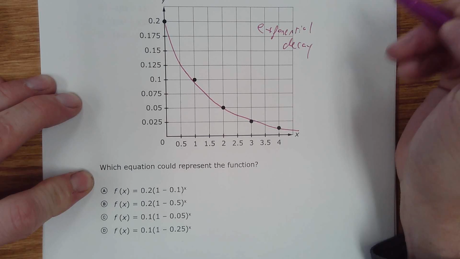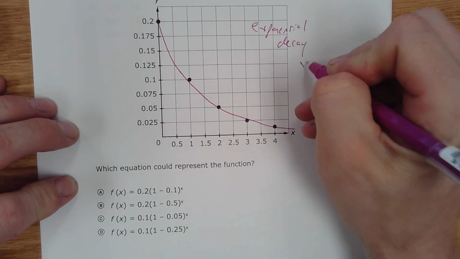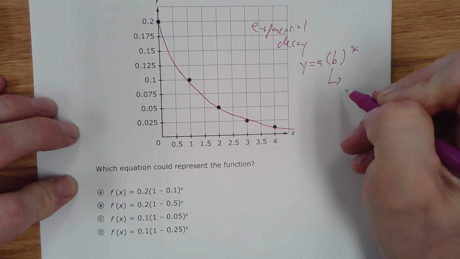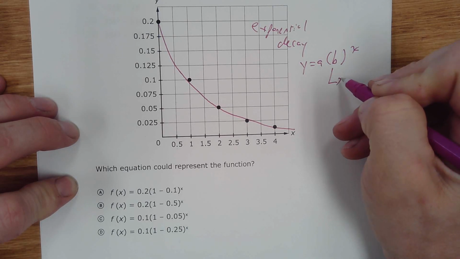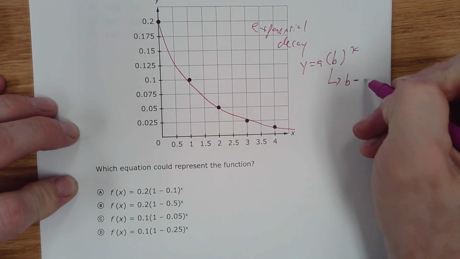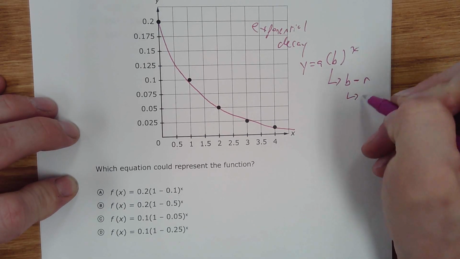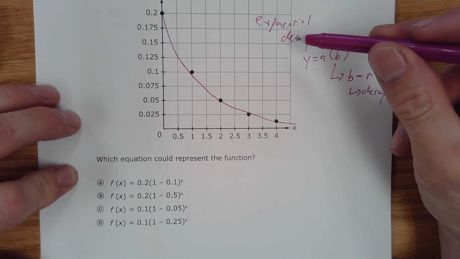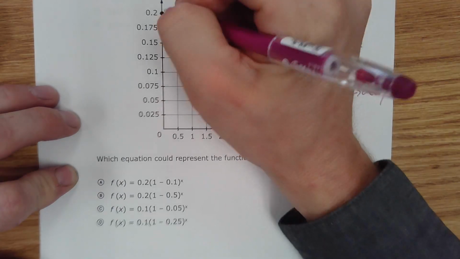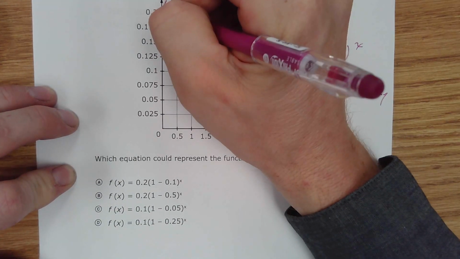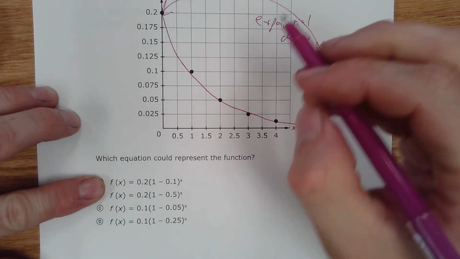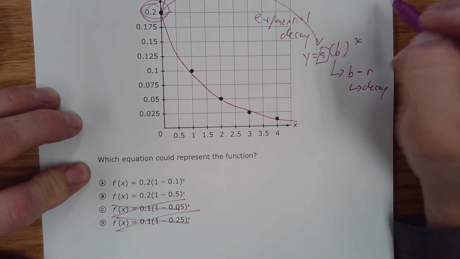Okay, so remember that y equals a times b to the x, and b is plus or minus r. When it's a minus, the b value is 1 minus r when it's a decay. So b is going to be less than 1. Remember that the a here is the y-intercept, so it's going to start with 0.2. 0.2 is our y-intercept, so that automatically gets rid of those two choices.